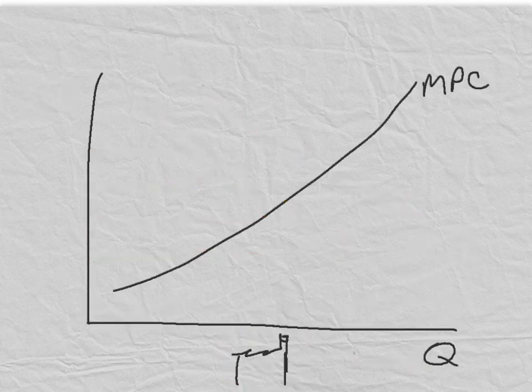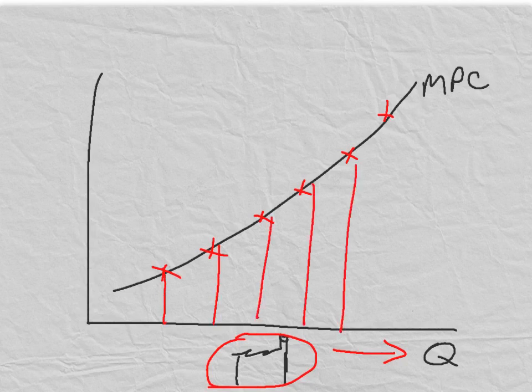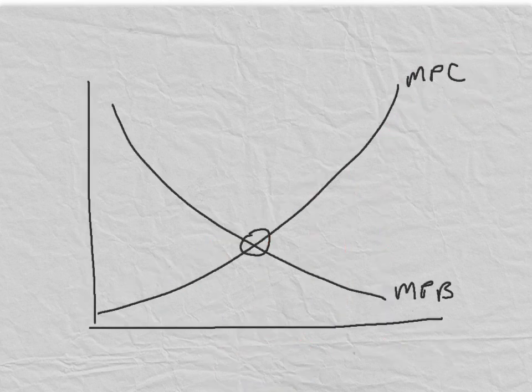Now let's look at marginal private costs. Here we're looking at it from the point of view of the producer. When a producer produces more of a product, the cost of production rises per unit as each extra unit is produced. This is because of the theory of diminishing returns. And so the marginal private cost of the producer slopes upwards.